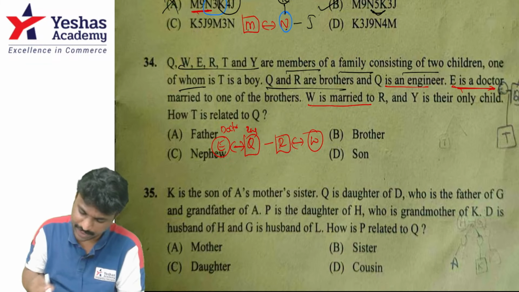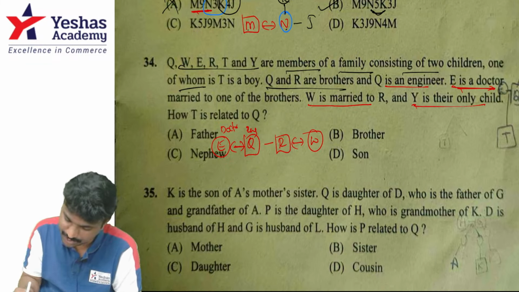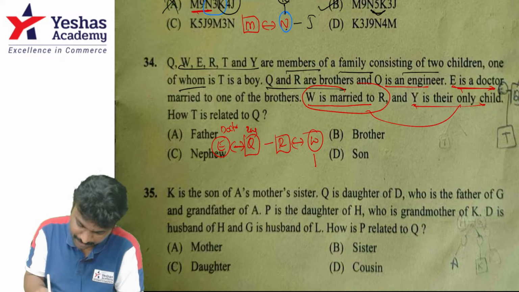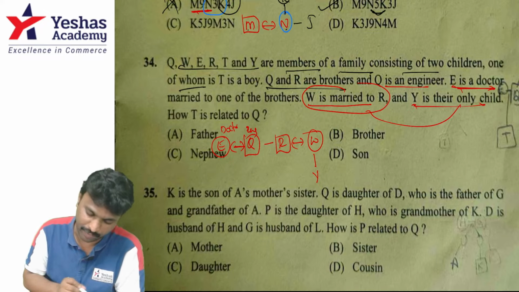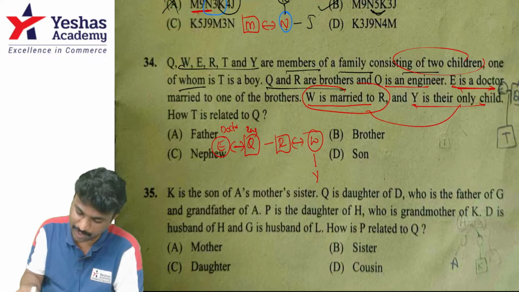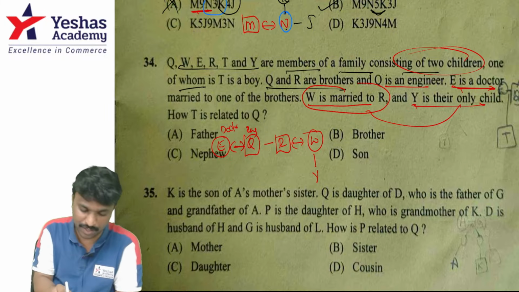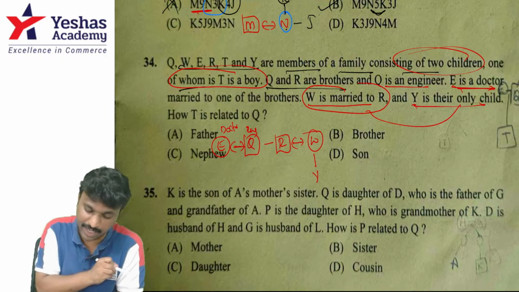Now, what they have said, Y is their only child. Who is their only child? Y is whose only child? W and R's only child is Y. That means Y. And then obviously there is one more child, two children in the family. One among them is Y. There's one more child in the family, that is T. T is a boy.